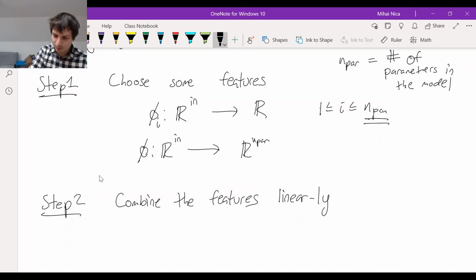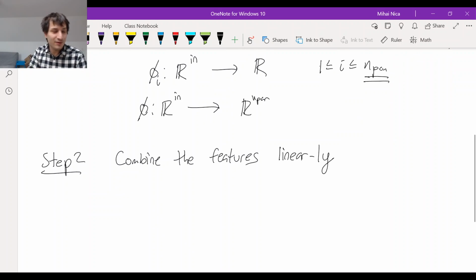Linearly, is that a word? Well, let's pretend it is. Linearly. So that's what makes this model so simple. It's a linear model. The features might be very complicated or non-linear, but when they're combined, that's a linear combination, and that's what makes the whole model very simple. So we're going to combine the features linearly.